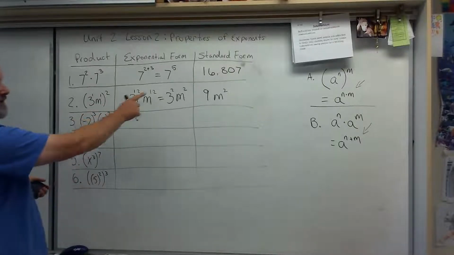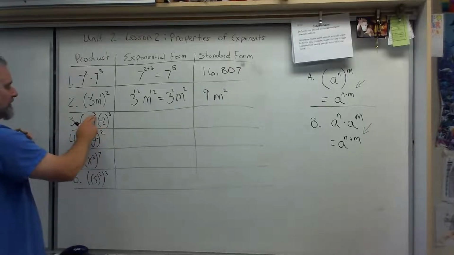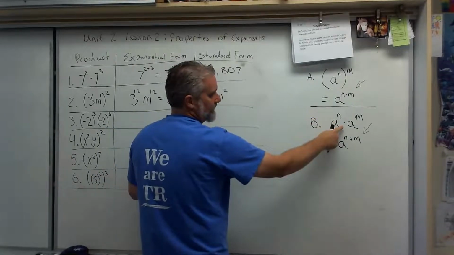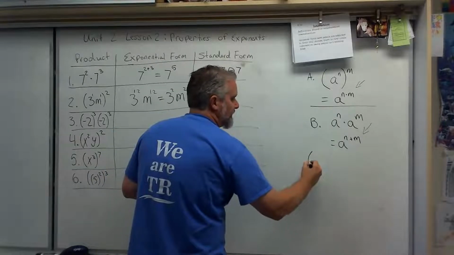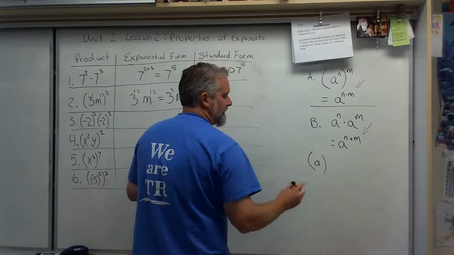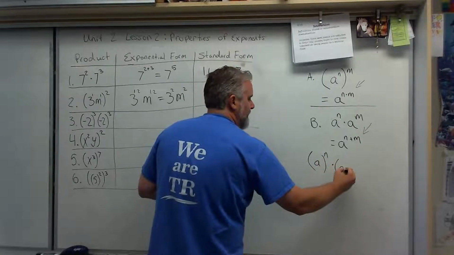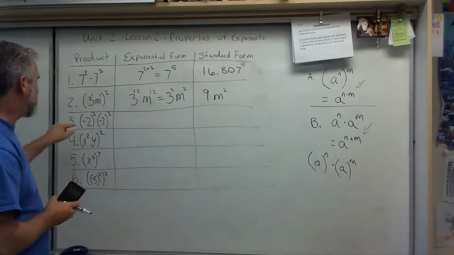So now comparing it to A or B, I see base raised to an exponent times base raised to an exponent. Remember, you can have something such as A in parentheses, get it for its little tail there, times A in parentheses to the m power. And that's basically what we have here.